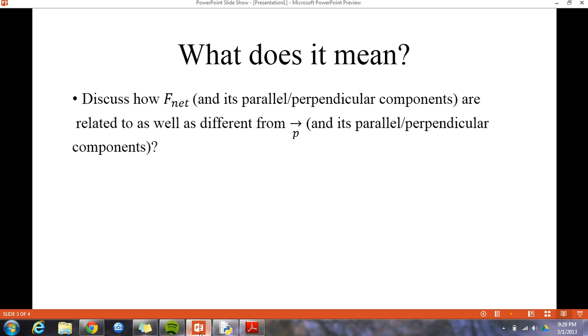So what does this mean? Discuss how Fnet and its parallel and perpendicular components are related to, as well as different from, momentum and its parallel and perpendicular components. Well, as I stated while we were looking at the code, we know that Fnet is equal to dp dt, so that also means that the parallel and perpendicular components of Fnet are equal to the parallel and perpendicular components of dp dt. And essentially Fnet, this force, is what's causing the change in momentum.